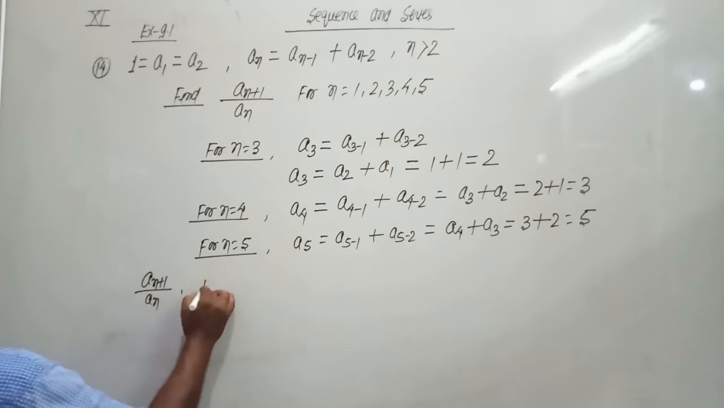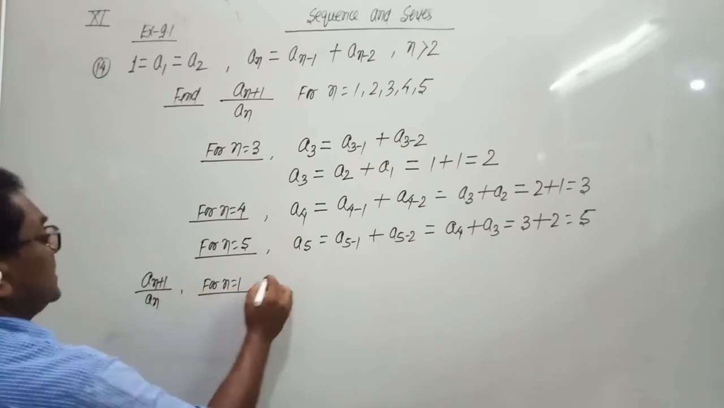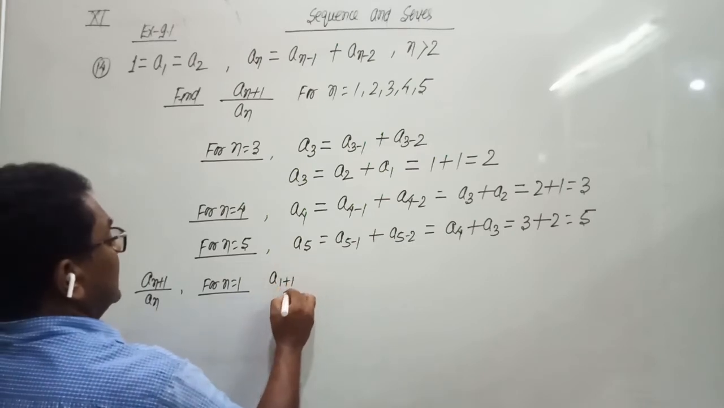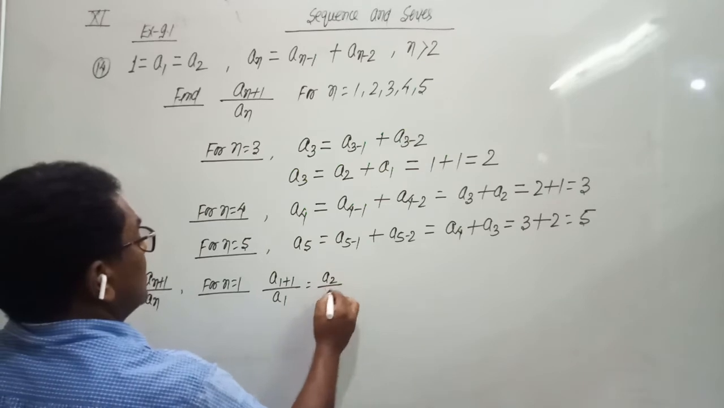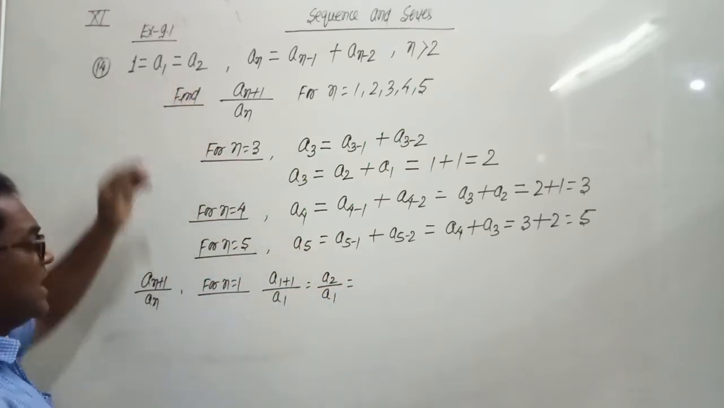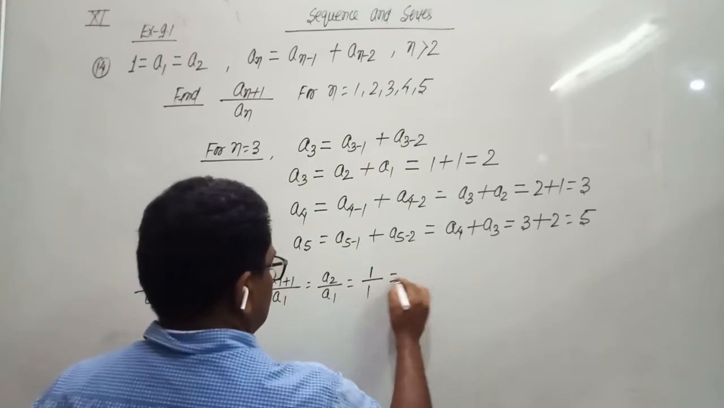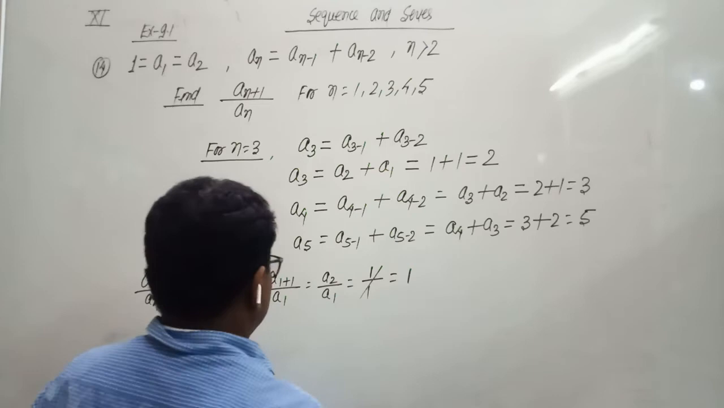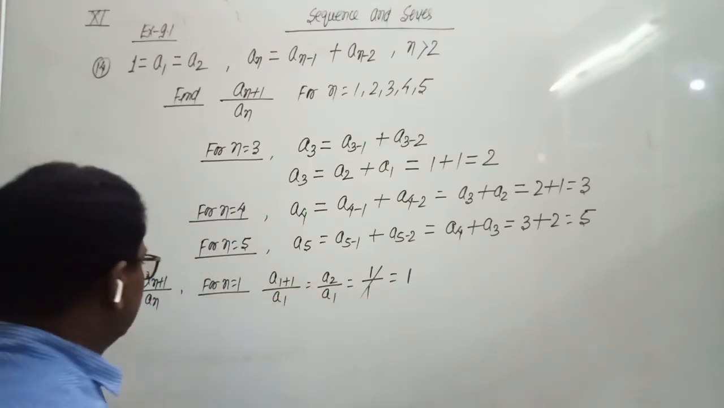So for n equals to 1, we get a(1+1) upon a1. That is a2 upon a1. Now put the value of a2 and a1. The value of a2 is 1. The value of a1 is also 1. So we get the ratio a2 upon a1 equals to 1.